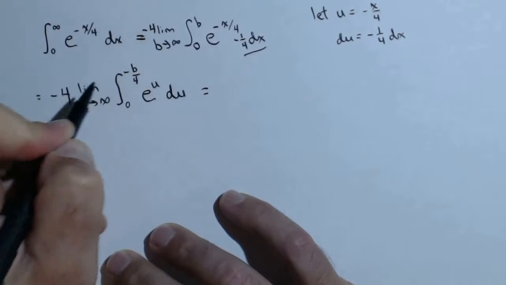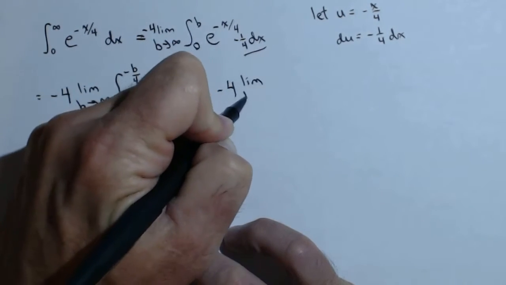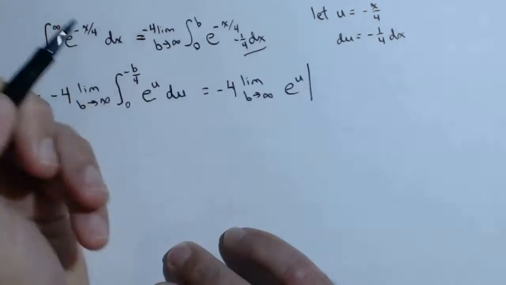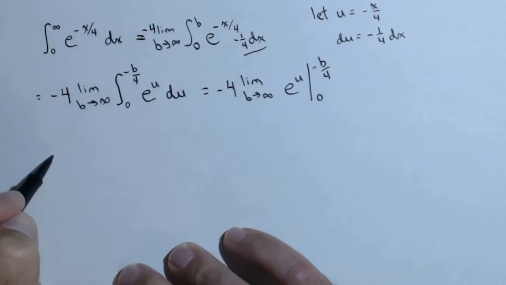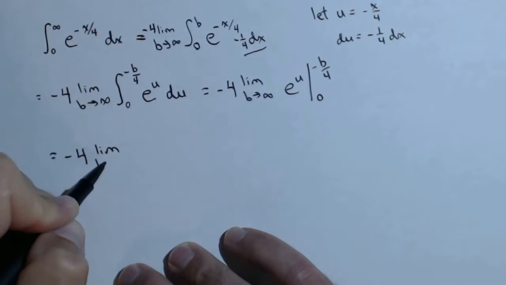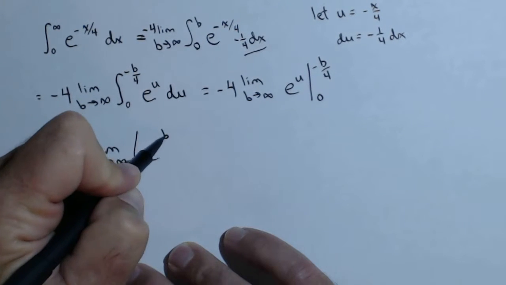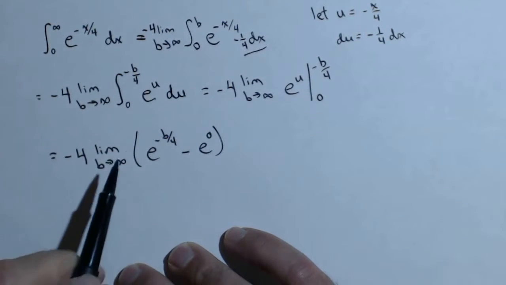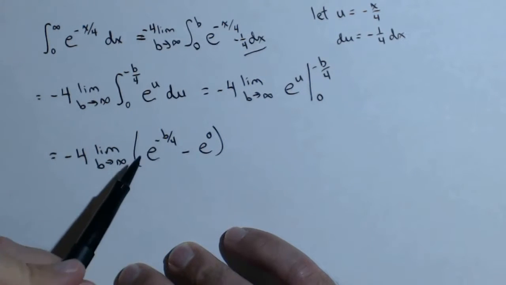Now, we get a very easy antiderivative. So we're going to have minus 4 limit as b goes to infinity. The antiderivative of e to the u is just itself. I don't have to substitute back because I changed my limits. And so in my next step, I'll plug those in, and then we'll take the limit, and we will see if this guy converges or diverges. So I have e to the minus b over 4 minus e to the 0.